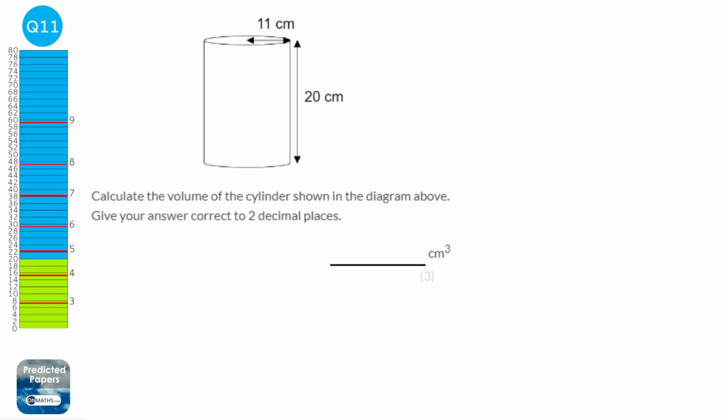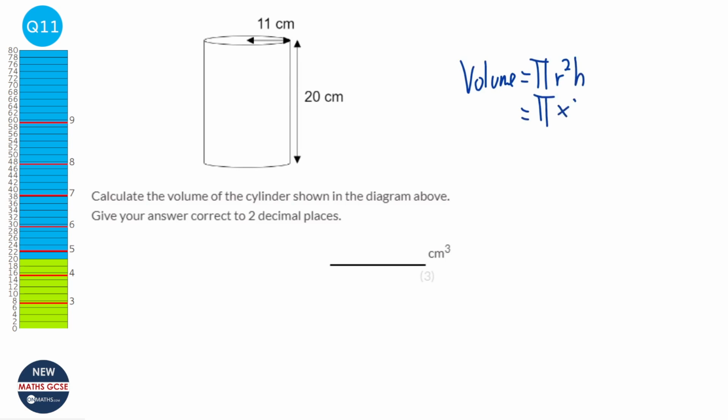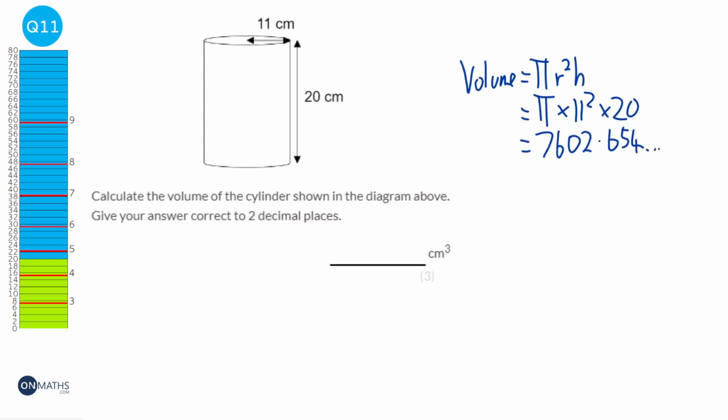The formula for the volume of a cylinder is pi r squared h, with h being the height. So we've got pi times the radius 11 squared times the height. And that gives us 7,602.654 and so on.